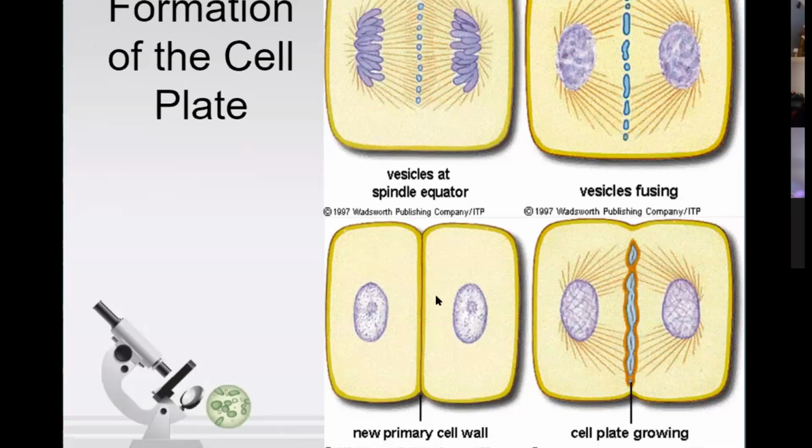Okay. At that point, you have two new cells. You've split the nucleus through mitosis. You split the cytoplasm through cytokinesis. Okay.